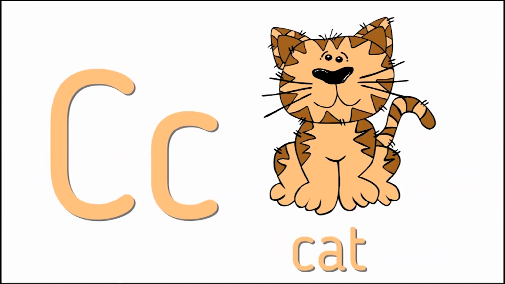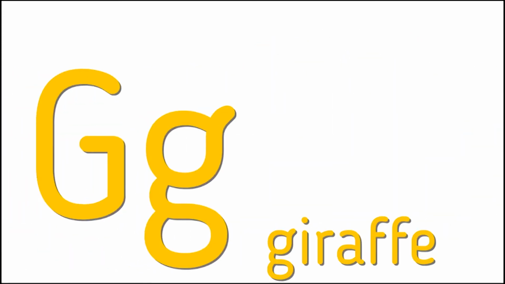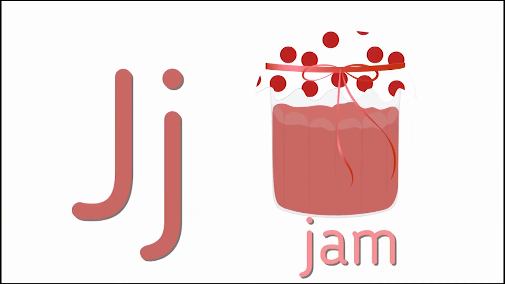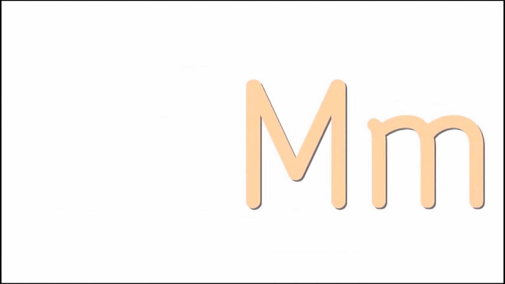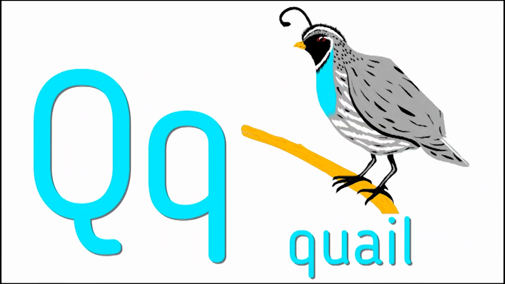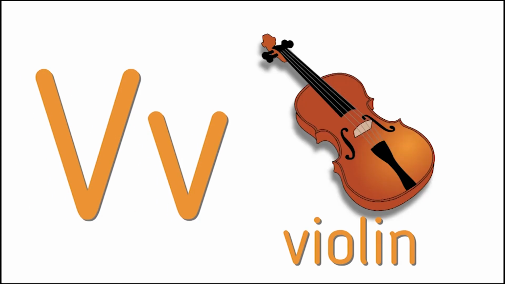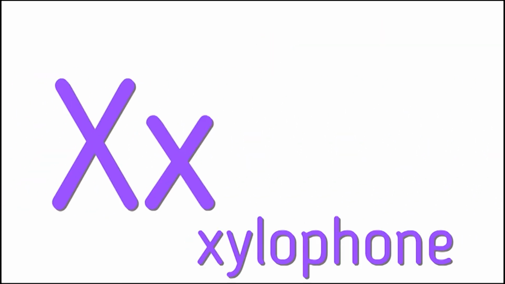A for apple, B for banana, C for cat, D for dog, E for elephant, F for frog, G for giraffe, H for hat, I for ice cream, J for jam, K for kangaroo, L for lion, M for mouse, N for needle, O for orange, P for pear, Q for quill, R for robot, S for socks, T for turtle, U for umbrella, V for violin, W for watermelon, X for xylophone, Y for yak, Z for zebra.